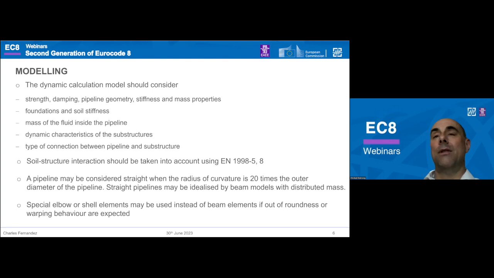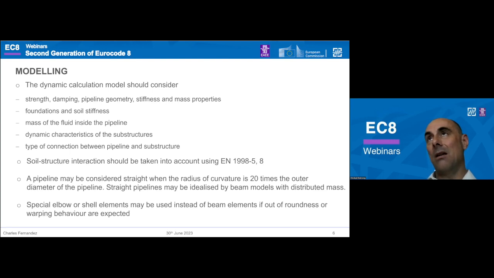And of course, the basic things: we have to take into account the strength, damping, pipeline geometry, stiffness and mass properties. And also we have to take into account the correct weight of the pipeline, so the mass of the fluid inside the pipeline, and the dynamic characteristics of the substructures. And this is also a crucial point, the connection between the pipeline and the substructure.